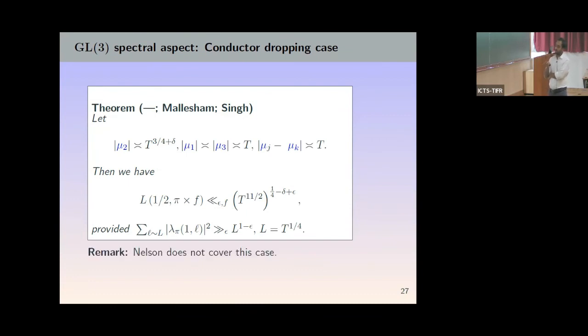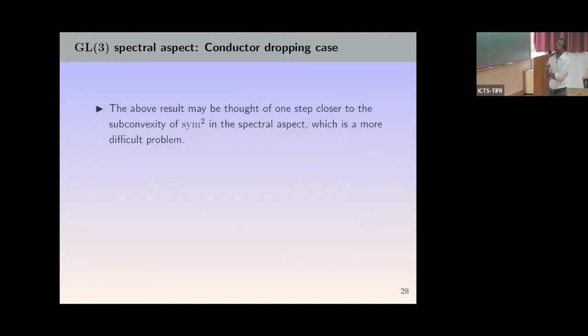So I mentioned Paul Nielsen's result in the spectral aspect. He doesn't cover this case. He has to assume that all these parameters, mu1, mu2, mu3, have size T. So he cannot drop one of the mu's to be, say, T to the power 3/4. So let me say more about this third result.